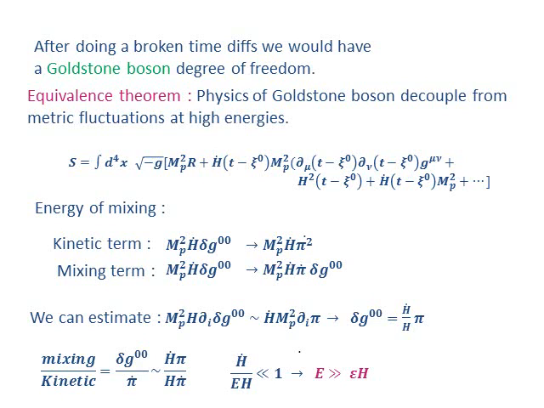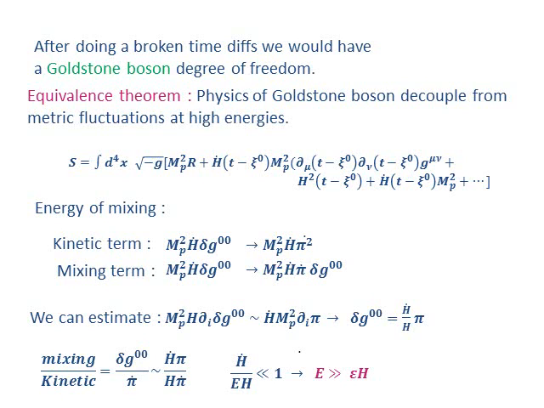Then we have a theorem called the Goldstone boson equivalence theorem that implies that the physics of Goldstone bosons decouples from metric fluctuations at high energies. So we can apply our procedure to our general Lagrangian and then we get this form for our general Lagrangian. But what is important here is to check at what energy scales the Goldstone bosons become decoupled from the metric, and so we are allowed to use the Goldstone boson action over those energies.